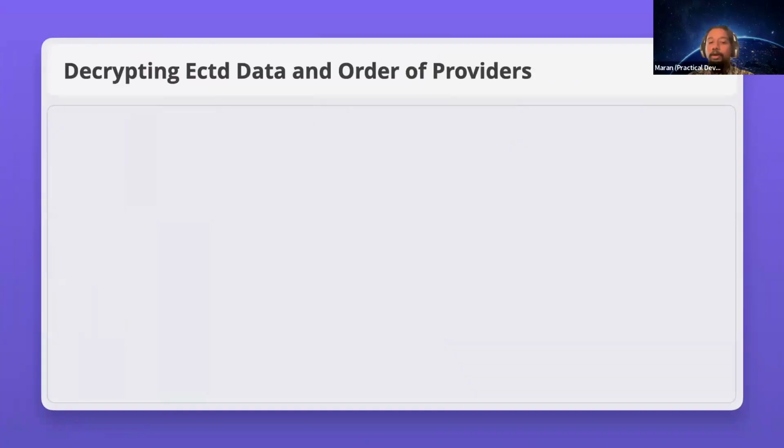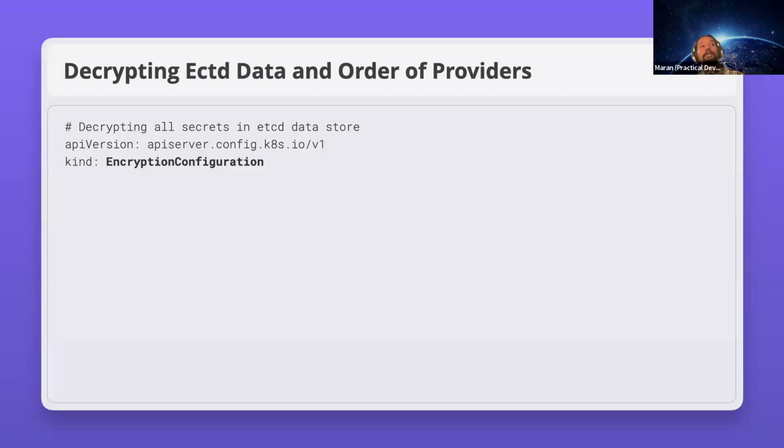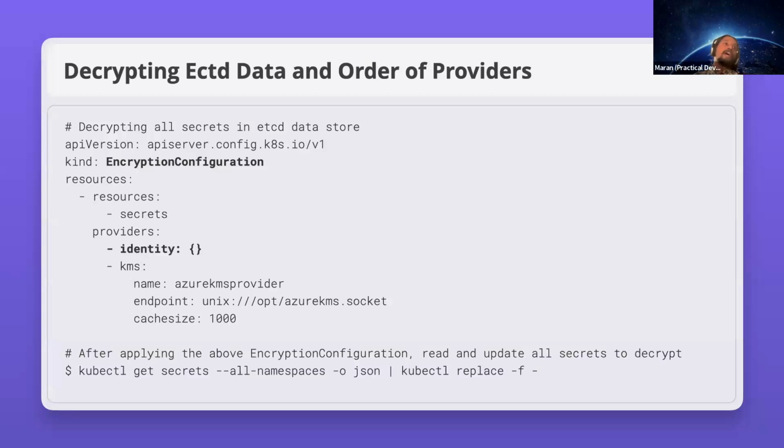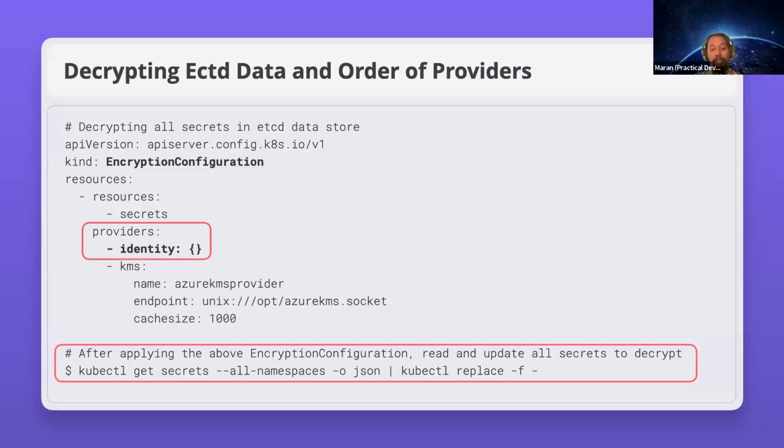How do you decrypt data, right? There's a very simple way to decrypt data. You go to the encryption configuration you created, and then under the providers section, you make identity as the first option. And when you do that, secrets get decrypted from the etcd data store. If at all you decide that you don't want etcd encryption anymore, that's something that you could do, right?